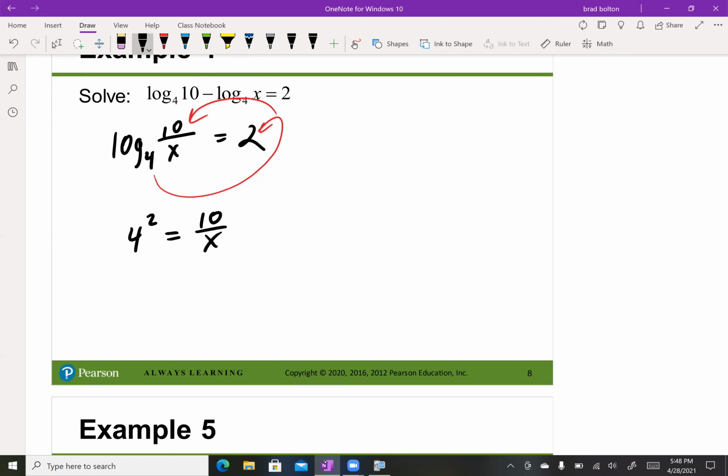Remember, that's what a logarithm says: the base to that exponent will give me 10 over x. So now this means that 16 equals 10 over x. We can turn this into x over 10 equals 1 over 16. And then we cross multiply. You know what? I guess we could have cross multiplied from the beginning. We could have just done this.